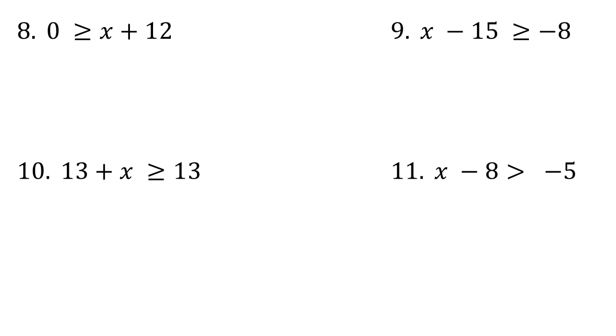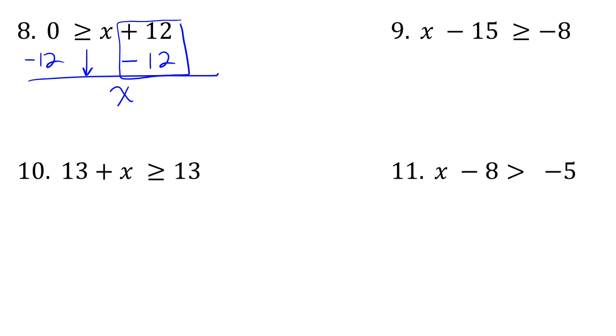So we have problem number 8. This is on the reteaching 2-9, problem number 8. You have 0 is greater than or equal to x plus 12. So what we do to get x by itself, we subtract 12 from both sides of our inequality. So right here, positive 12, negative 12 equals 0. So we do not have to write that. So we're left with x. We bring down our inequality sign, and we have negative 12. 0 minus 12 gives us negative 12. And then we graph that appropriately.